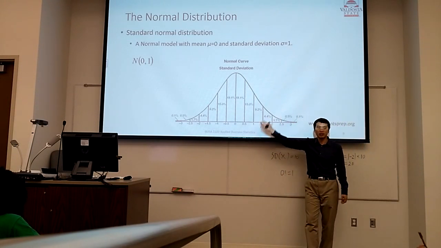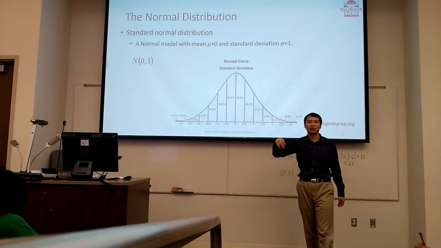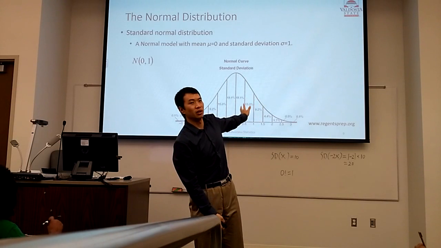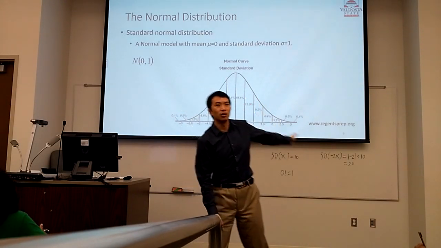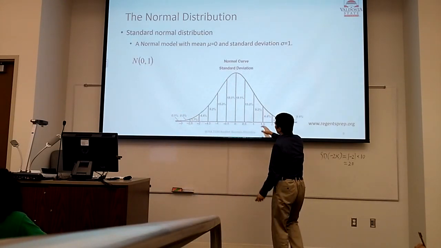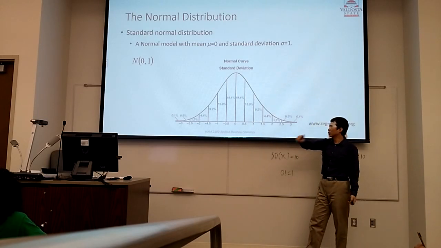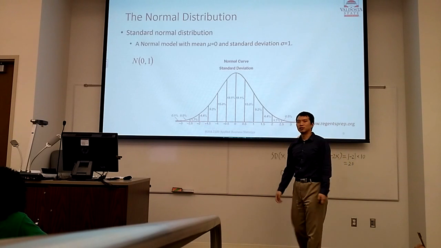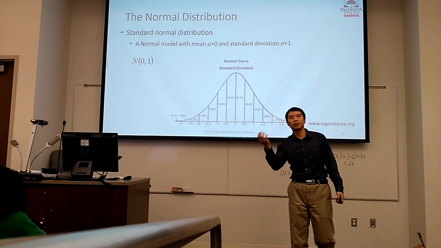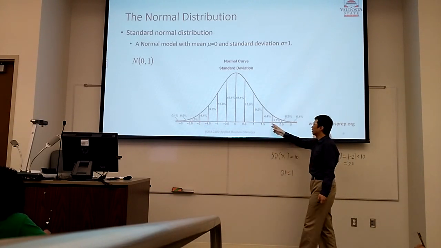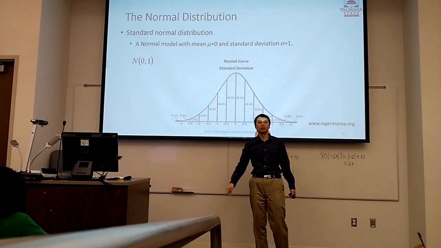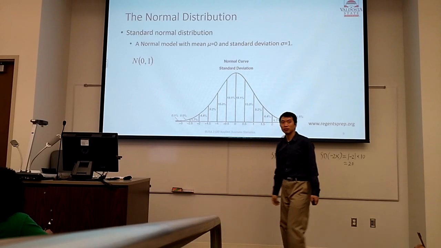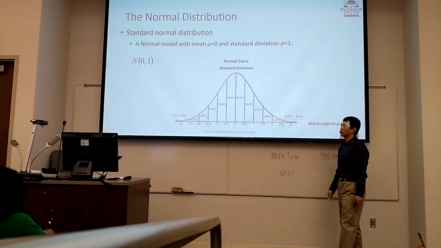And for this model, we have a lot of information. We know basically everything about this model. Okay? So if someone gives you a number 2, and they ask you to calculate the probability that the random variable is less than or equal to 2, you can directly find the probability. So that's why we have the standard normal distribution.